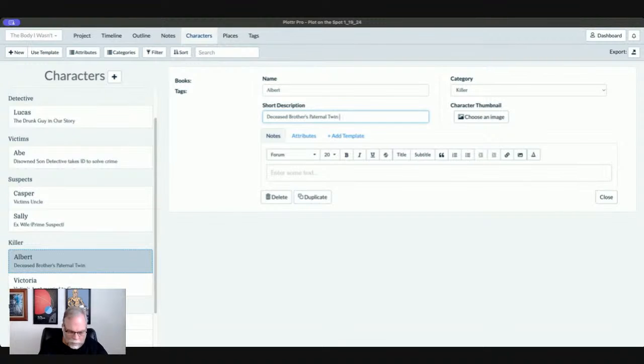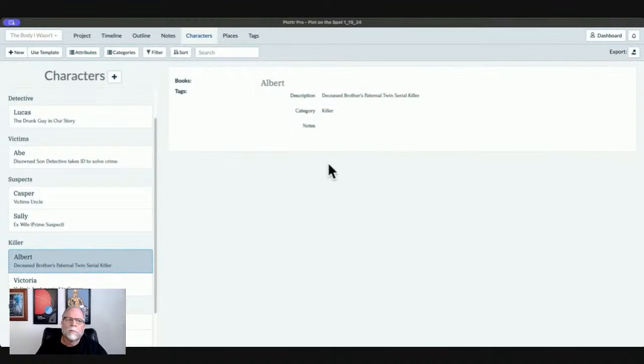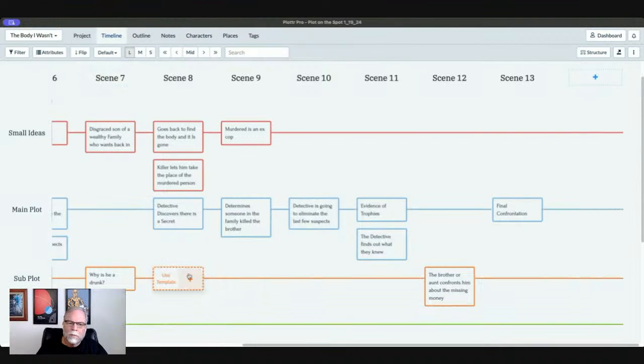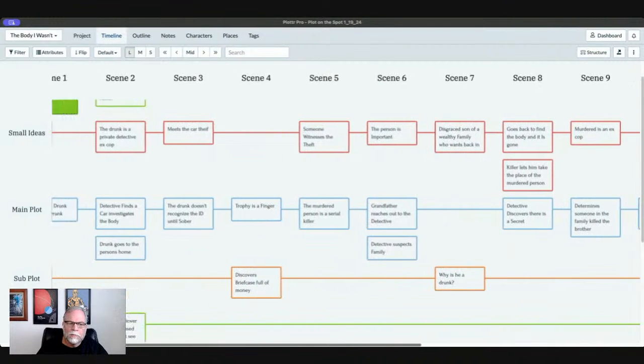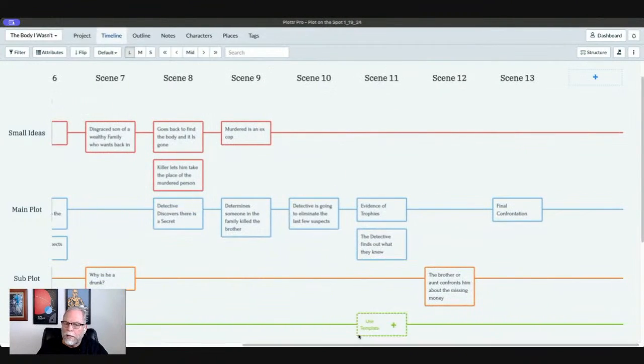Paternal twin. And he is the serial killer. Okay. So we can change that up a little bit. We'll go back to our timeline and make sure that everything lines up with that. And this is one of the things, like if you plot something really fast like this, you're going to go back and clean it up when you're done, right?